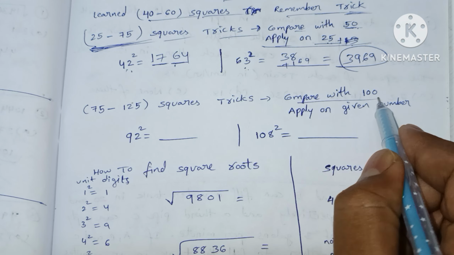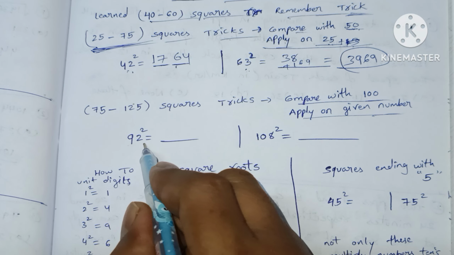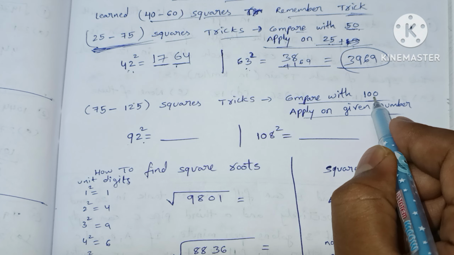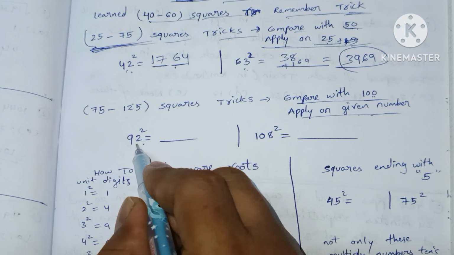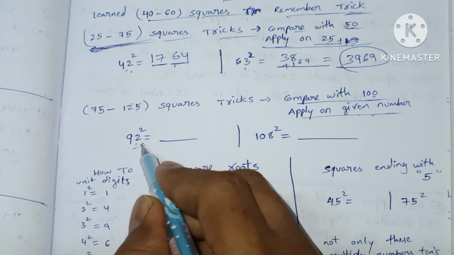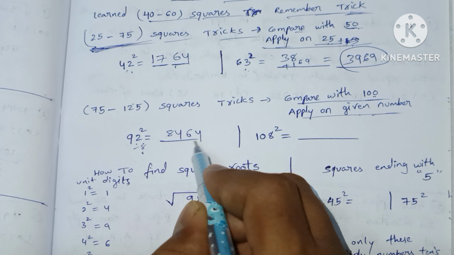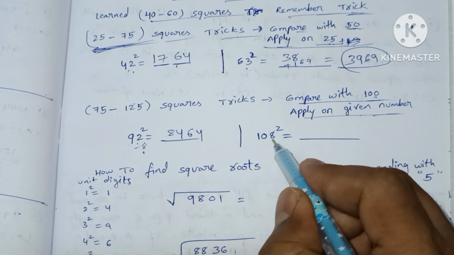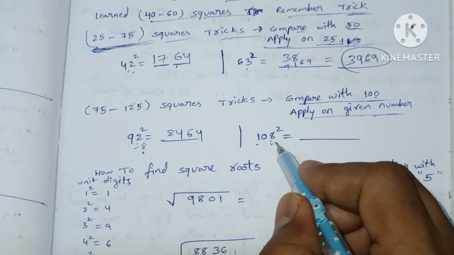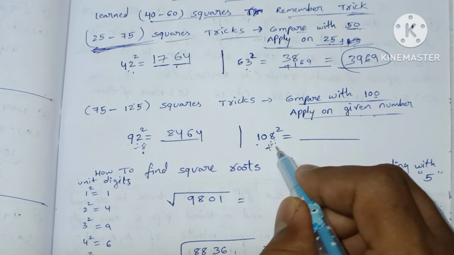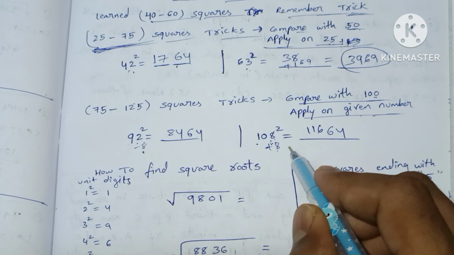In this trick, we'll compare with 100 and apply on the given number. Let us see with an example. It is 98. We'll compare with 100. It is 2 less than 100. So applying on the given number, 98 minus 2 is 96, and 2 square is 04. Okay, let's see this question. 108 square. 108 means it is 8 more than 100, and applying on the same number, it will be 116, and 8 square is 64. This is the answer.